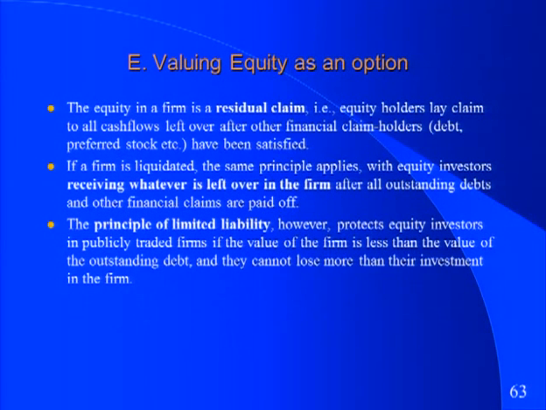Which brings me to the final example of option pricing. When you think about value, buying equity in a publicly traded company, there are two key characteristics that equity has. One is it gives you a residual claim. What I mean by a residual claim is you get whatever's left over after every other claim has been met. By definition, equity investors are the last players in the game. The second is if you have equity in a publicly traded company, it comes with limited liability.